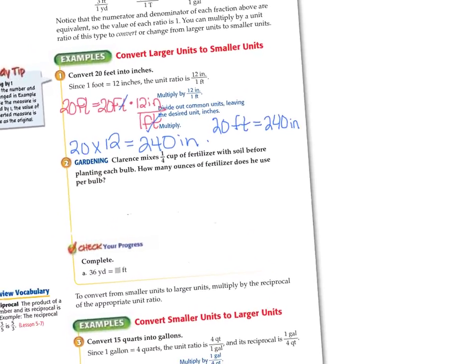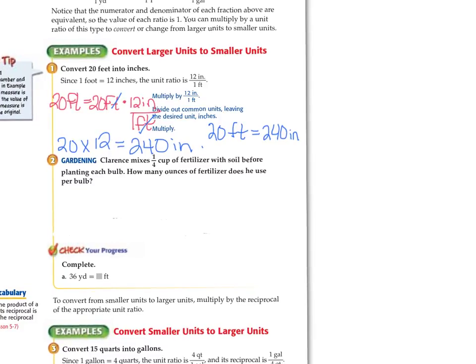Let's try another one. Okay, Clarence mixes 1/4 a cup of fertilizer with soil before planting each bulb. How many ounces of fertilizer does he use per bulb? Okay, so in this case, we need to know how many ounces there are in a cup. From our table, we know that 8 ounces are in 1 cup.